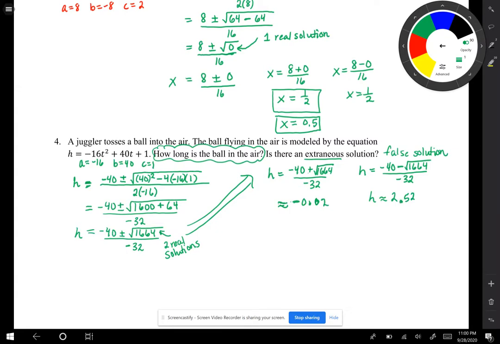And how did I get a positive answer on the second one? Because you have negative 40 minus. Well, the square root of 1,600 is 40. So the square root of 1,664 is going to be a little more than 40. So it's like negative 40 minus 41. Let's just say it's minus 41 over negative 32. So you have a negative divided by a negative. It's a positive. There is an extraneous solution, and it's this one. You can't have a negative time.